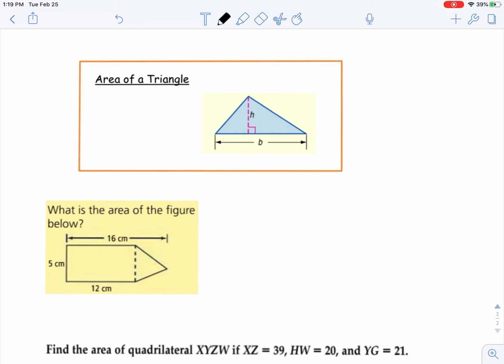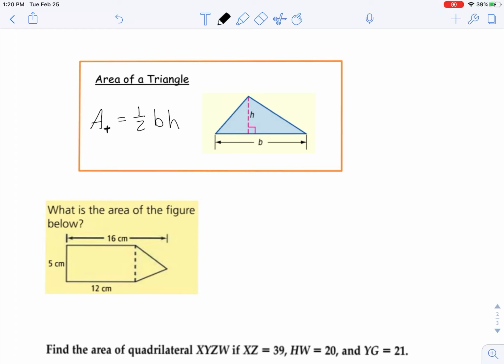Thinking about this here. Sometimes people write it like this: A with a little t, so that they know they're talking about a triangle. And then we'll do equal to 1/2 base times height. So if you said that, good work. Or if you were just thinking it, good work. Area of a triangle is 1/2 base times height.